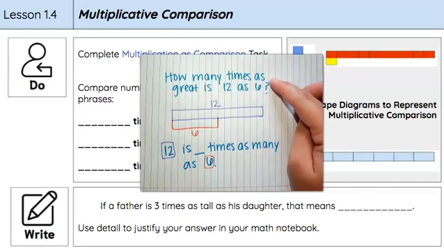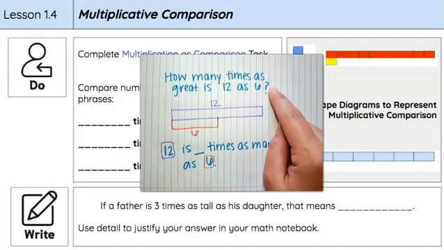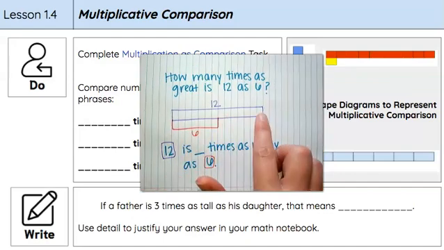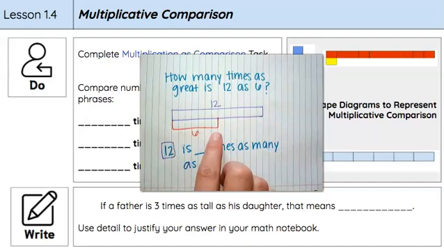How many times as great is 12 as 6? You might know this off the top of your head because they're such friendly numbers, but let's draw a tape diagram to help us out. I have my 12 in my purple and my 6 in my red.